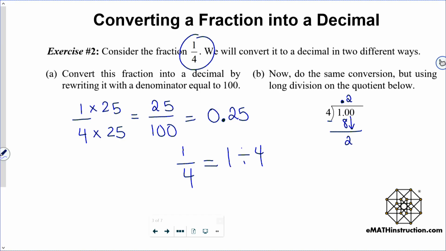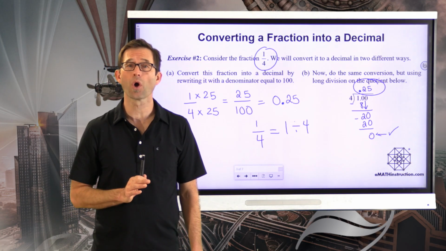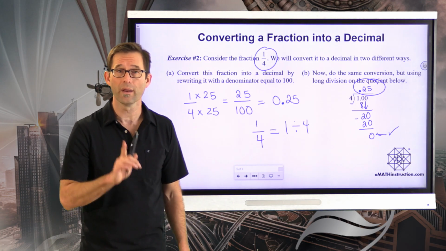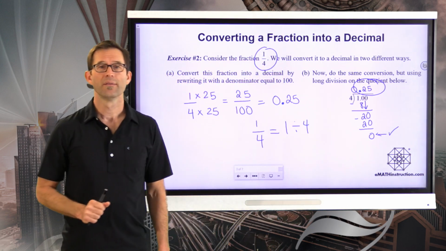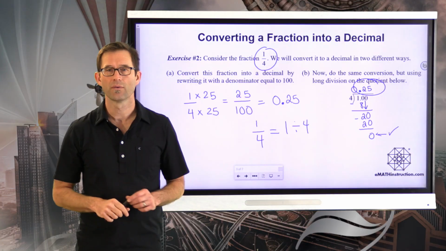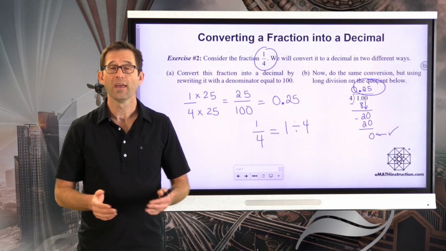I bring down my 0 and I get 20. Now, how many times does 4 go into 20? That's 5 times. 5 times 4 is 20. And when I subtract, I get 0. And that's what I really want. And look at that, 0.25. Oftentimes when decimals are smaller than the number 1, many times people will put a 0 out front. They'll say 0.25, right?